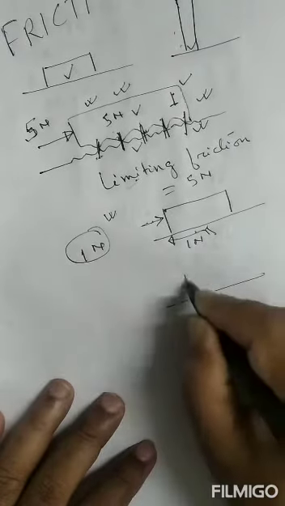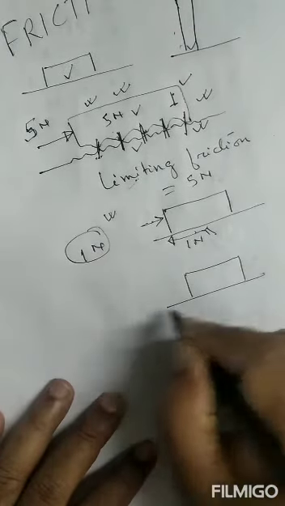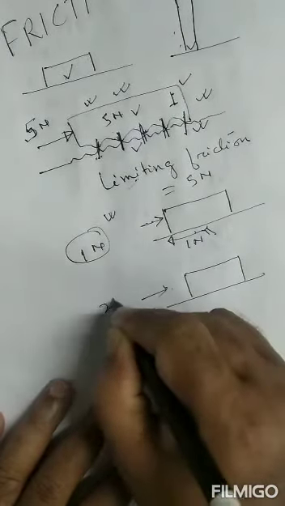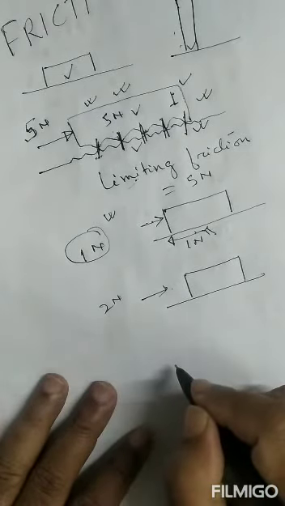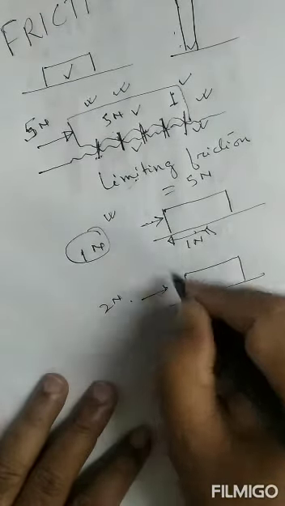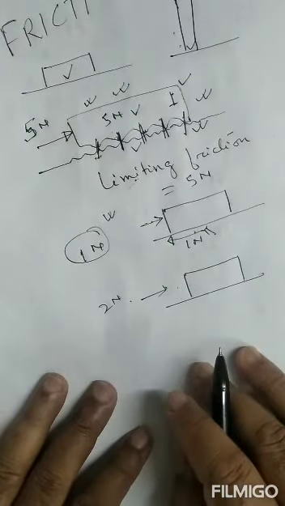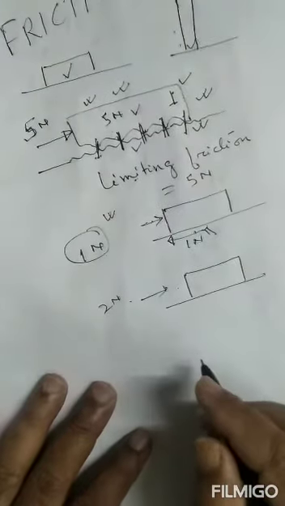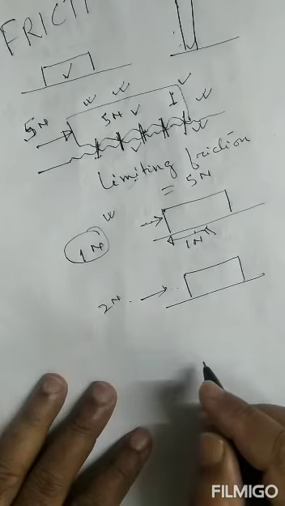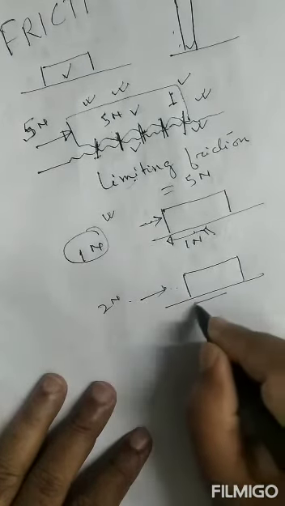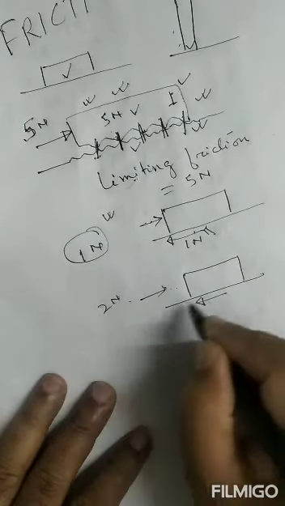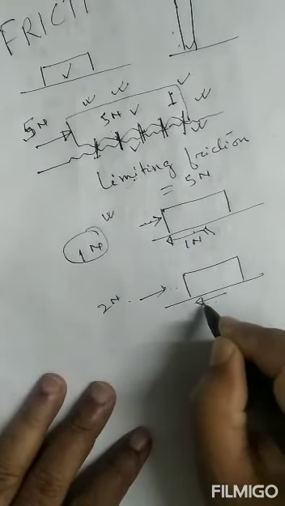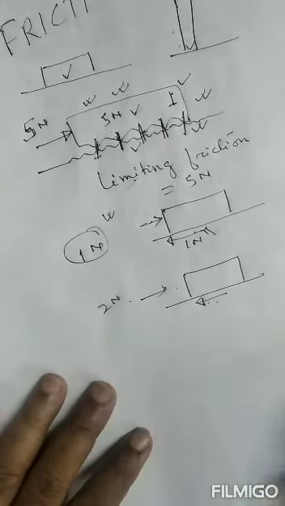Now, if I apply 2 newton force on it, then this 2 newton cannot break all these molecular bonds, yes or no, whose total strength is 5 newton? Therefore, this 2 newton is balanced by a force of static friction whose value is 2 newton.